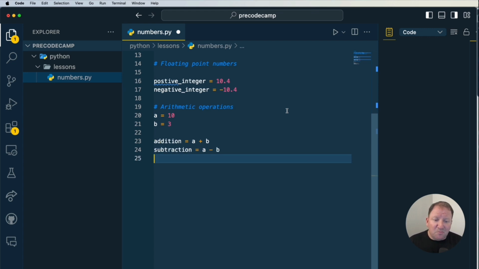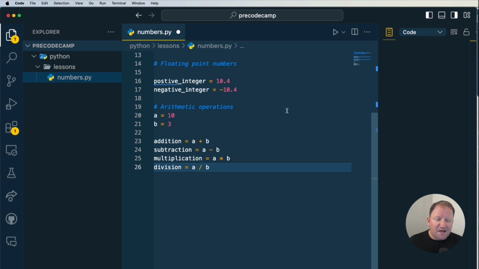All right. Multiplication, we're not going to use an X in order to represent it, but we're going to utilize the star key. If we're looking for division, that's going to be the forward slash. It's not a backslash, it's just a forward slash. And that will divide the two numbers.